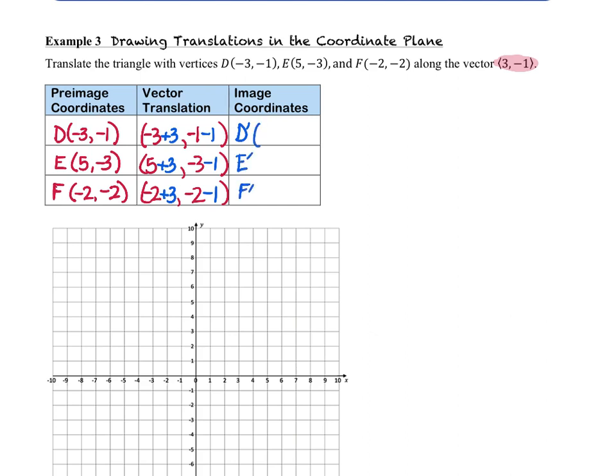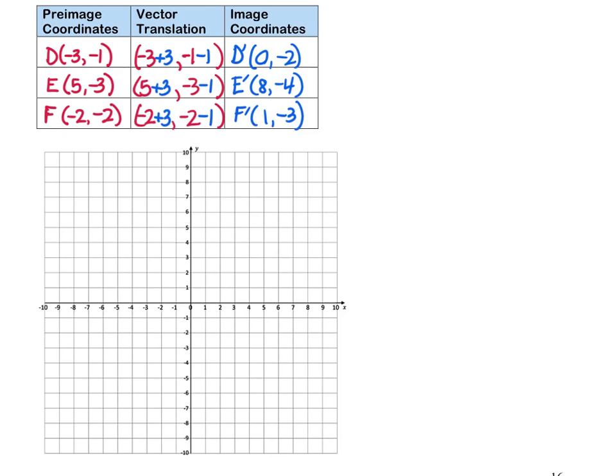D prime is going to be located at 0, -2. E prime is going to be located at 8, -4. And F prime is going to be located at 1, -3. At this point, we can graph the pre-image and the image. Of course, we need to label everything like we always do.